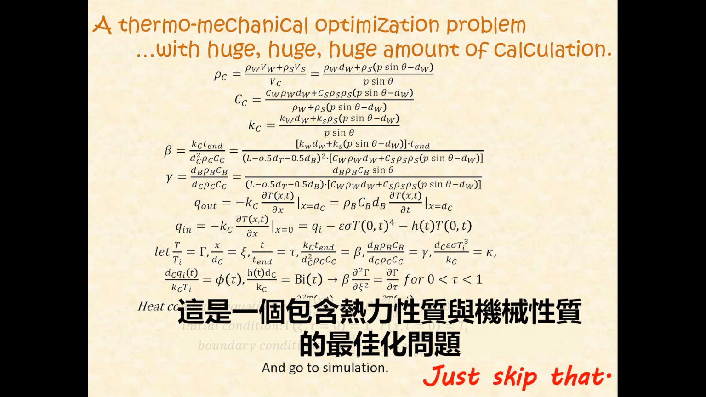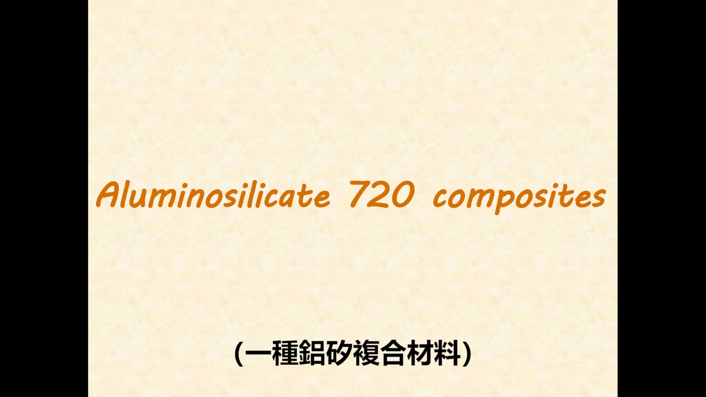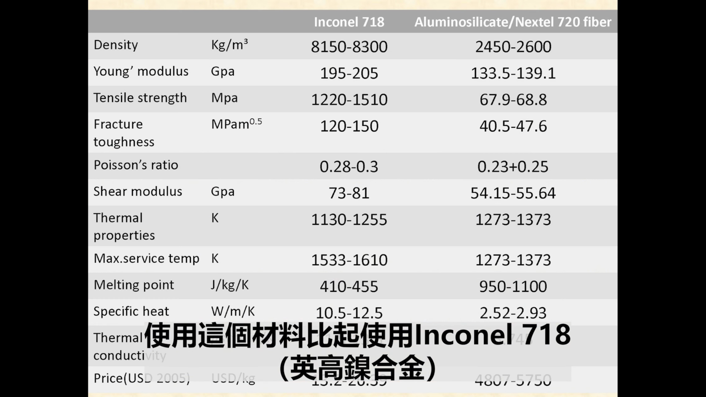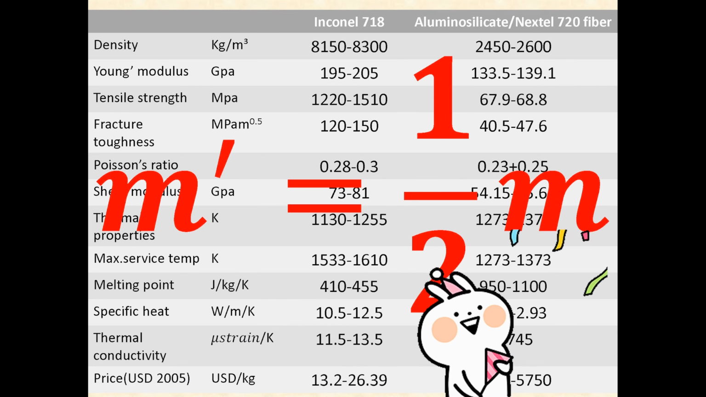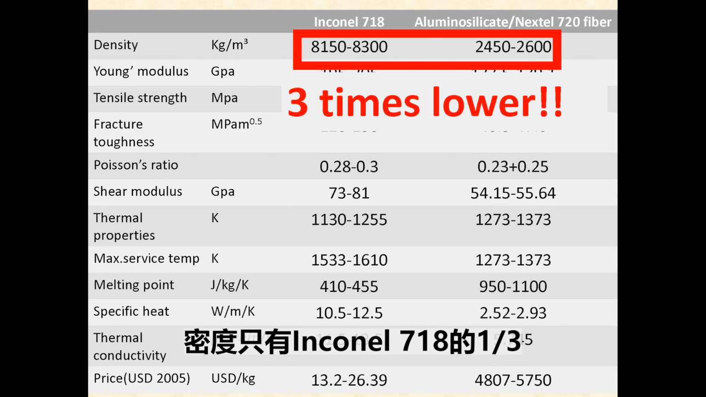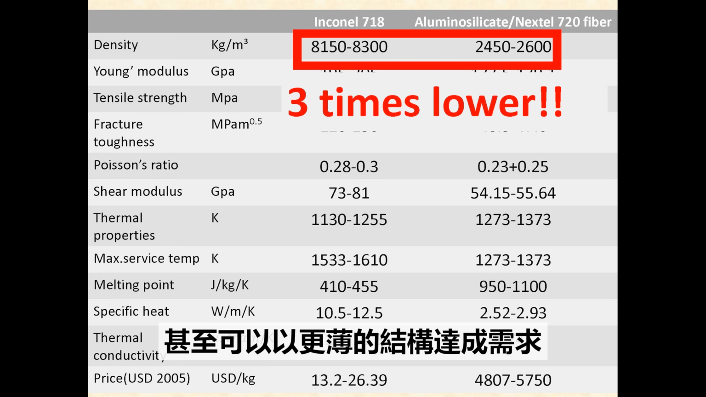This is a thermomechanical optimization problem. Let us skip the analysis and show you the result. In the end, we have chosen the aluminosilicate 720 composite for TPS. Using aluminosilicate 720 composite for the TFS, compared with Inconel 718, we can save about 50% mass at most. This significant improvement is because Nextel 720 composite has about 3 times lower density compared with Inconel 718. It also reduces the thermal mismatch between the TFS and the web, which alleviates buckling and makes it possible to have much lower thicknesses for these two sections.